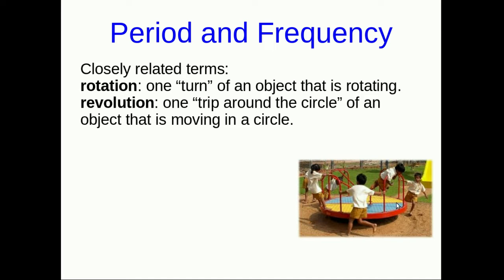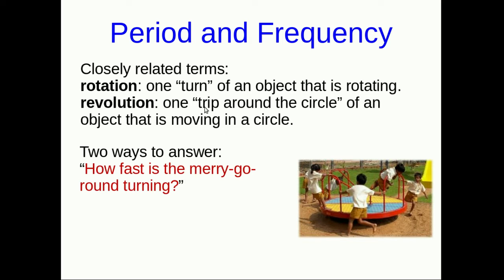Notice here that the revolutions of this child take place in exactly the same amount of time as the rotations of the merry-go-round. And so often these 2 things are so closely related that people mix up the terms. Even physicists get a little sloppy about our use of these terms. Just be aware that there are 2 terms. And returning to this question of how fast the merry-go-round is turning, in this case, it's equivalent to the question, how fast are the children revolving?